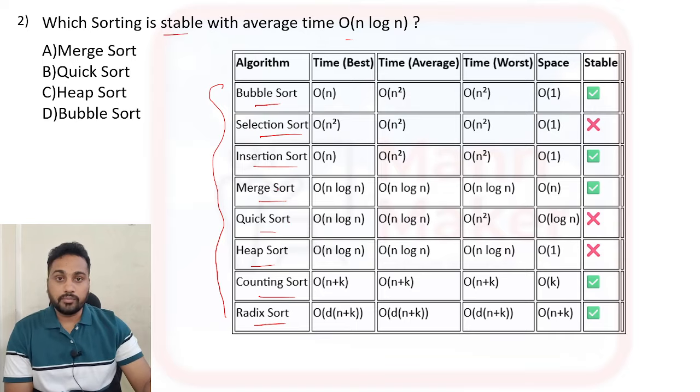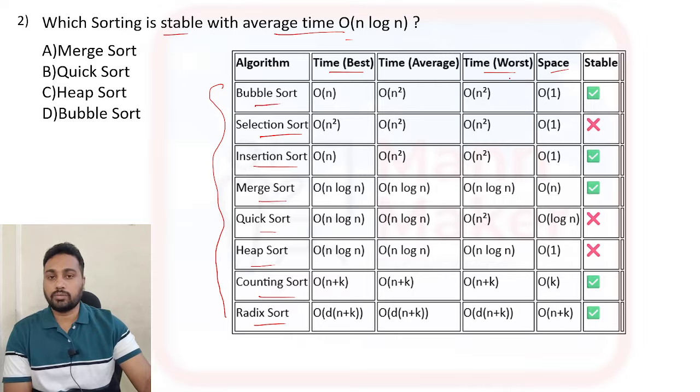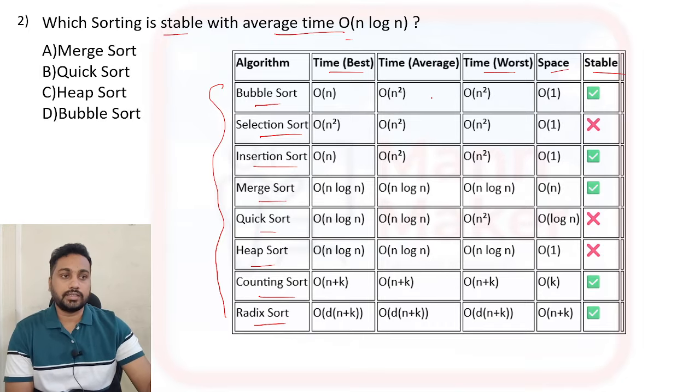So in the exam, they will ask questions. Sometimes they will ask about average time, sometimes about best time, sometimes worst time and space time. Like that, they will ask in the exam. And the condition, whether it is stable or unstable.